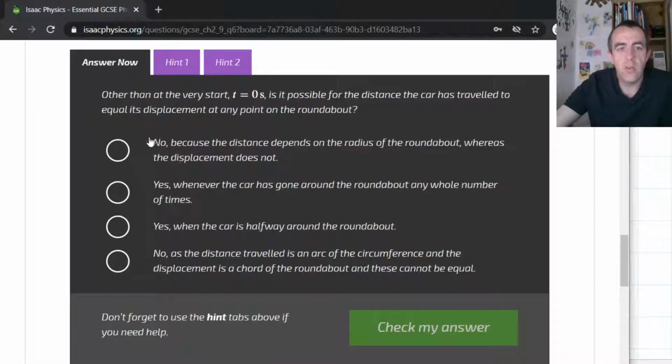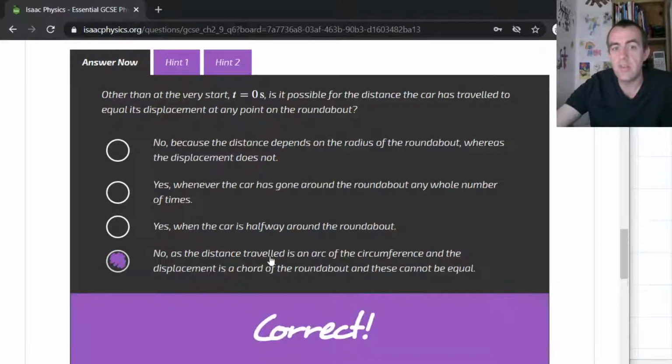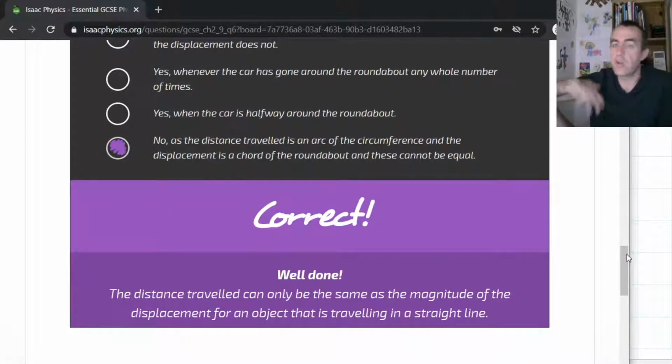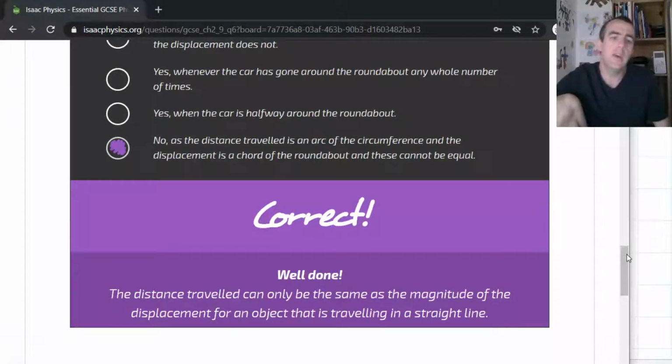So here we've got two options for no. Either no because the distance depends on the radius of the roundabout, whereas the displacement does not, or no, as the distance travelled is an arc of the circumference and the displacement is a chord. That sounds more like the correct one. And if you're not sure what a chord is, or an arc, if you haven't done that in maths yet, please don't worry too much about it. It's good to know, but it's not really required for a GCSE in physics.